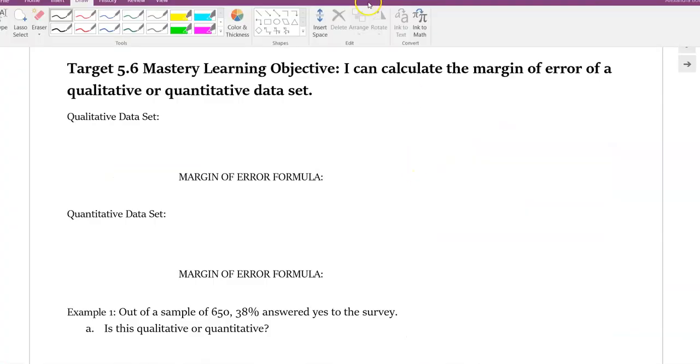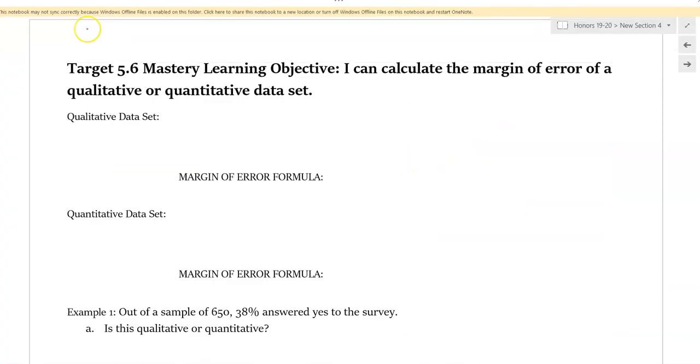Right, we are looking at target 5.6. Our mastery learning objective is: I calculate the margin of error of a qualitative or quantitative data set.